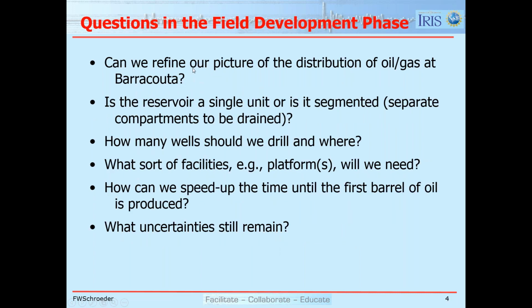So in the field development phase, some of the things we want to do is try to get a refined picture of the distribution of the oil and gas. We want to know, is a reservoir a single unit in terms of producing fluids, or is it segmented? Another way to say that is, is it separated into different compartments, each of which is going to have to be drained? That segmentation might be vertical into different zones, good zones and bad zones. It also could be segmented laterally from one fault segment to another.